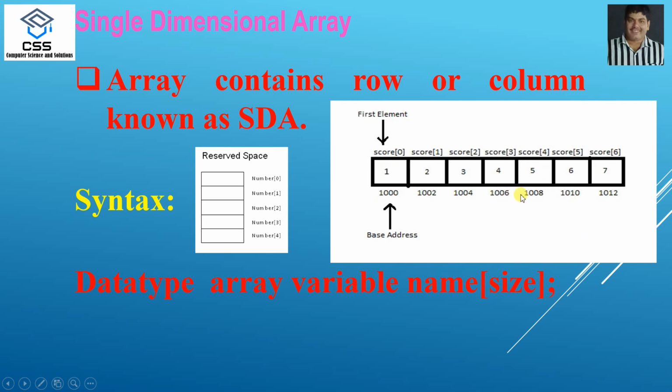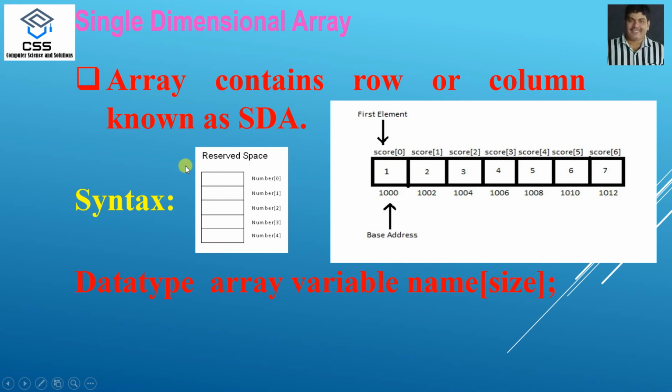Now you remember, the first location of an array is always 0 and the last location is the subscript value minus 1. If there are 5 elements, the first location is 0, the last location is 5 minus 1, that is 4. If there are 100 elements, the first location is 0, the last location is 99.